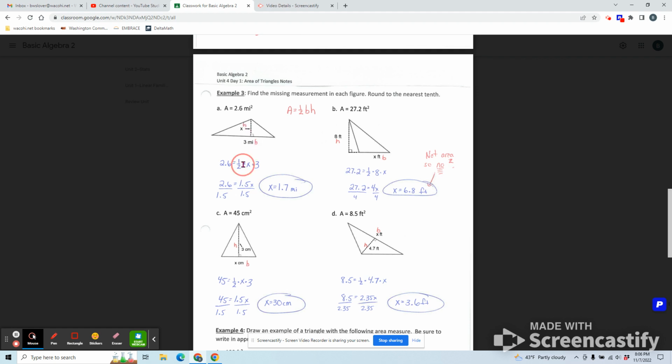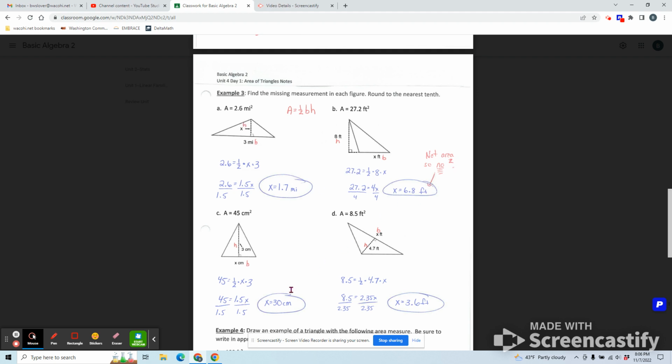And since it's multiplication, these can go in any order you want. Then I multiply those together. A half times 3, I get 1.5. I divide, I get 1.7 miles. Notice my label, and I pointed it out over here.